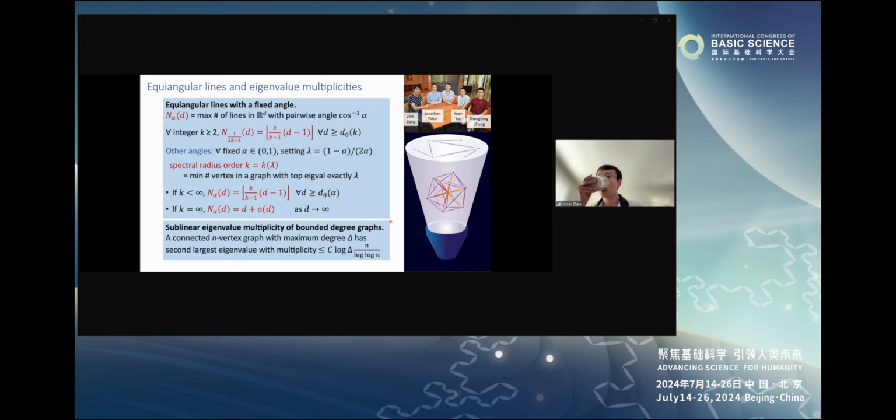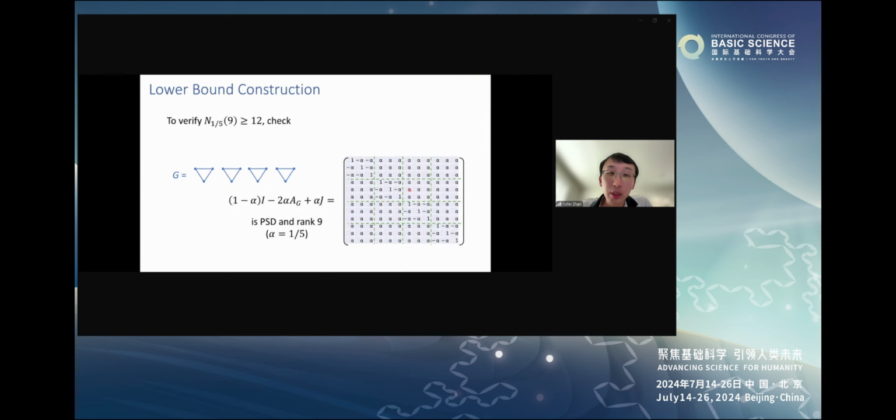How to construct such equiangular lines explicitly? Sorry, can you repeat the question? Can I explicitly construct the equiangular lines in a fixed dimension? Yes. So you can take this Gram matrix, that's the matrix of inner products.